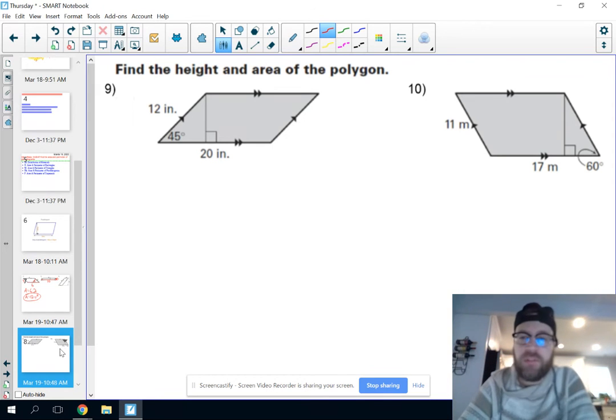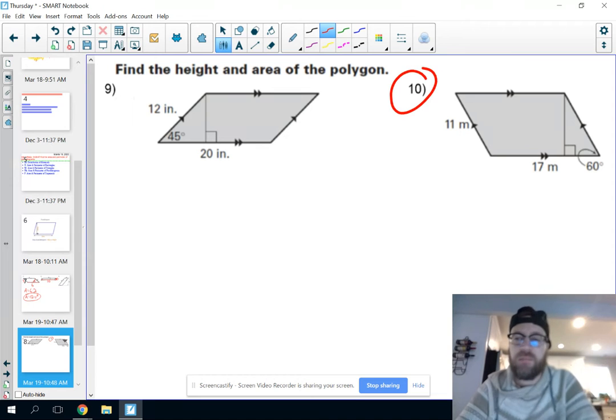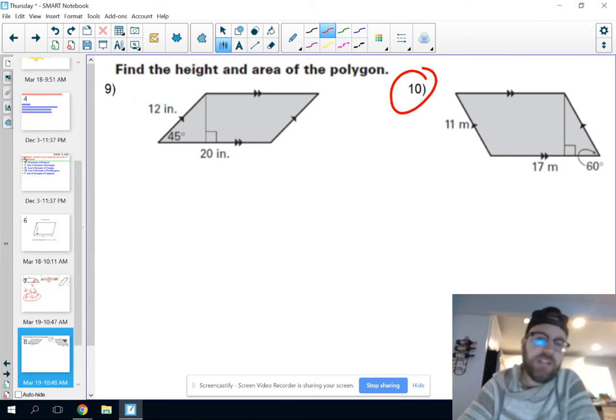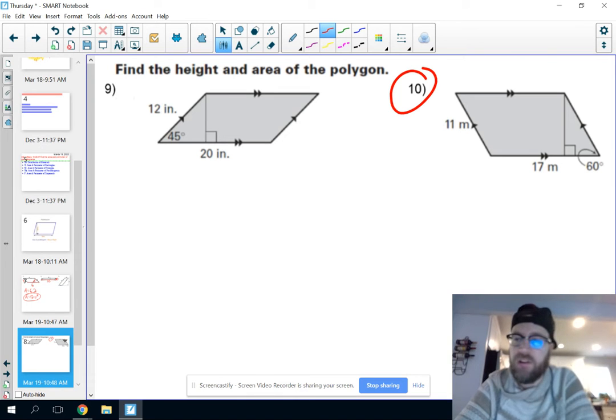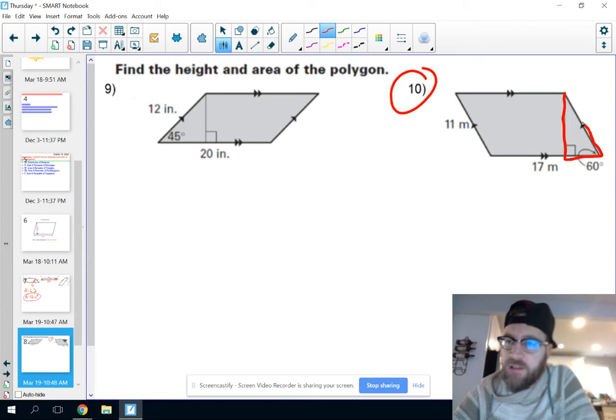So if you look at both of those, we're going to go over number 10, but you see you are given the base in each of them, but you are not given the height. So the question asks you to find the height and the area of the polygon, or the parallelogram in this case. So in number 10, we see when we draw that height in, it creates a right triangle.